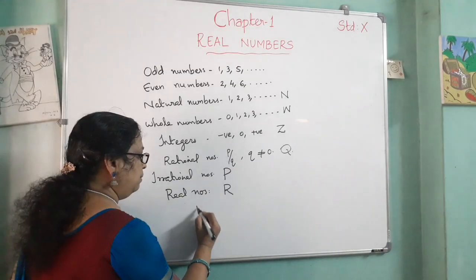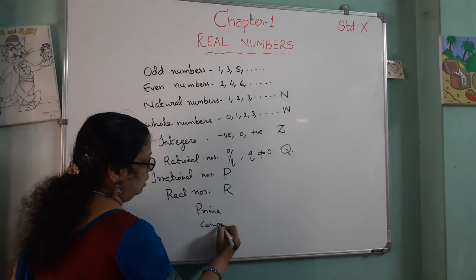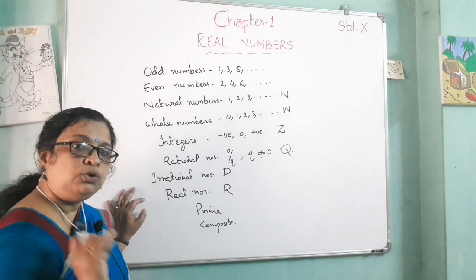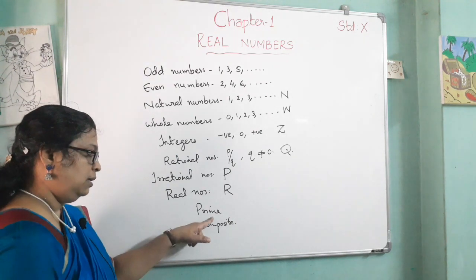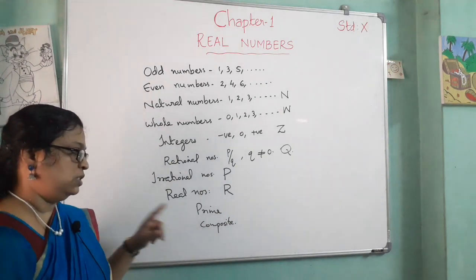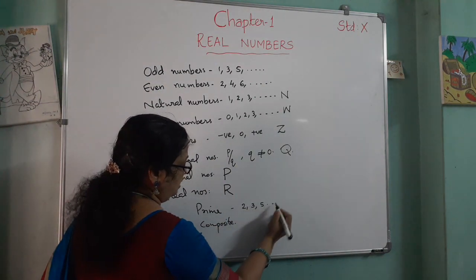Then what is prime and composite? Prime and composite numbers. A number which has only 2 factors is called a prime number, and a number which has more than 2 factors is called a composite number. That is, prime numbers, for example 2, 3, 5, etc.